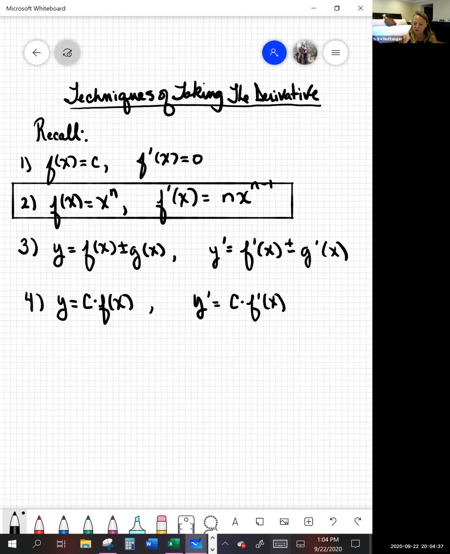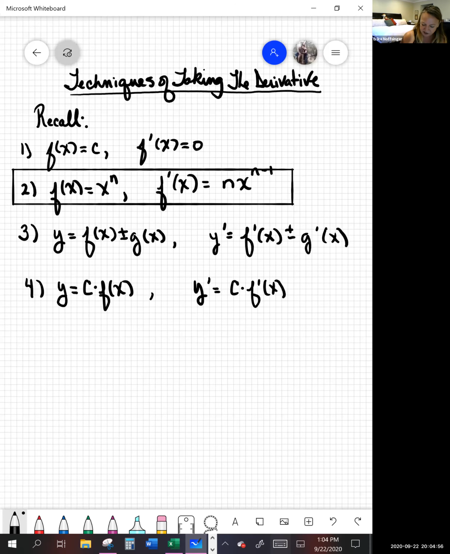And so these were the rules that we started to look at yesterday, and we started to prove some of them. Actually, I think we proved all of these. The one that I just boxed up here is the one that we're going to be using a lot, well, I guess with all of these.